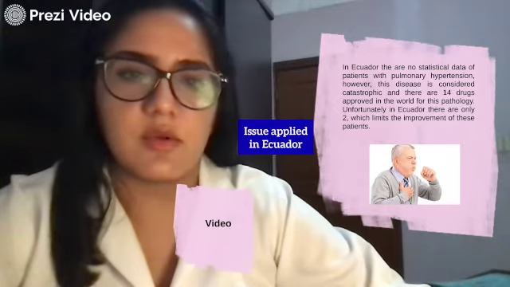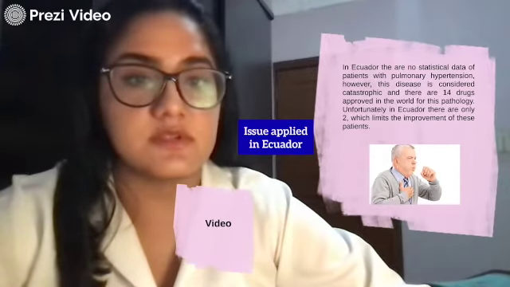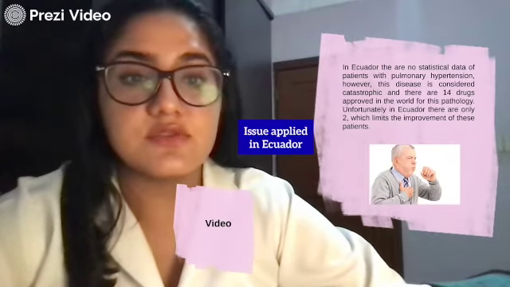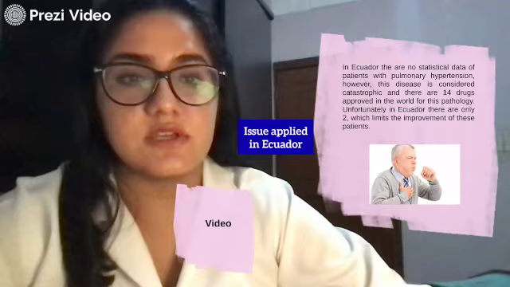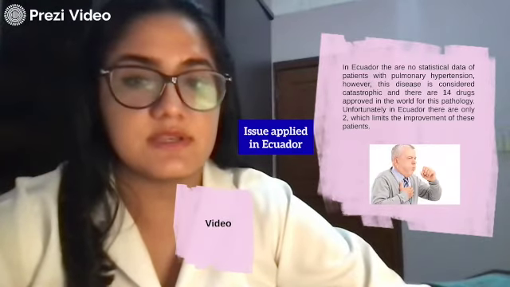Issue applied in Ecuador. In Ecuador, there are no statistical data of patients with pulmonary hypertension. However, this disease is considered catastrophic, and there are 14 drugs approved in the world for this pathology. Unfortunately, in Ecuador, there are only 2, which limits the improvement of these patients.